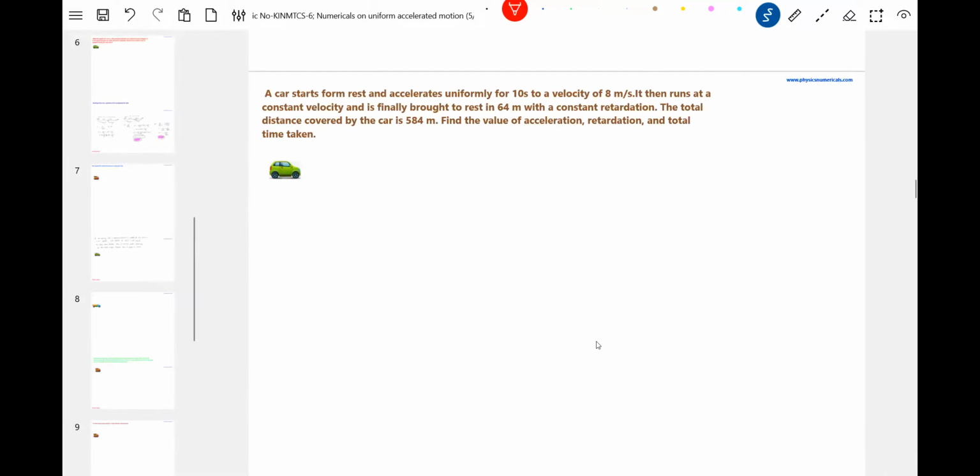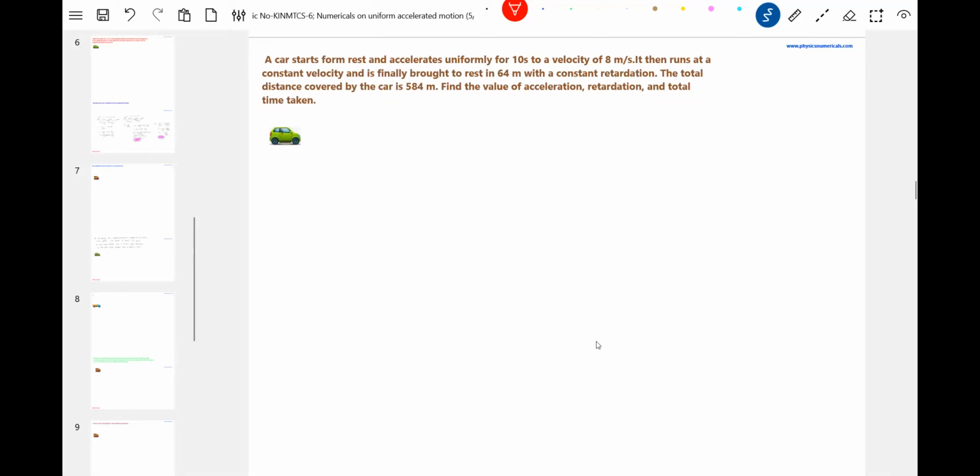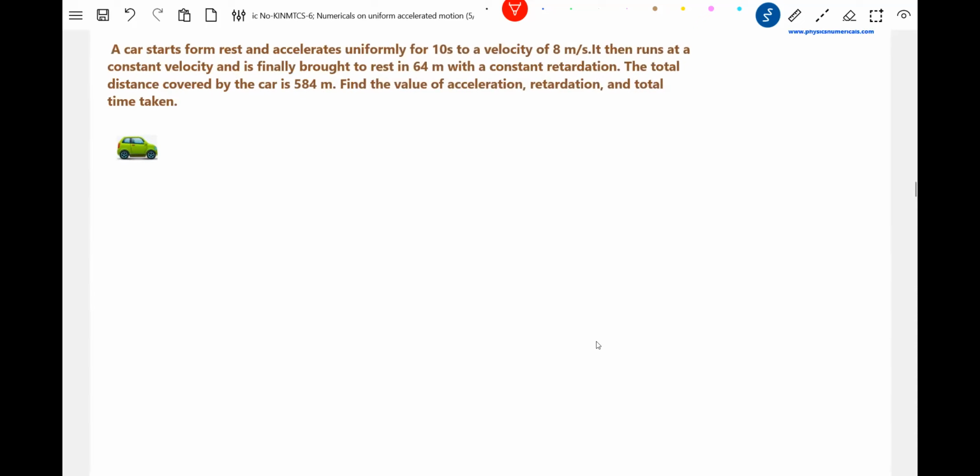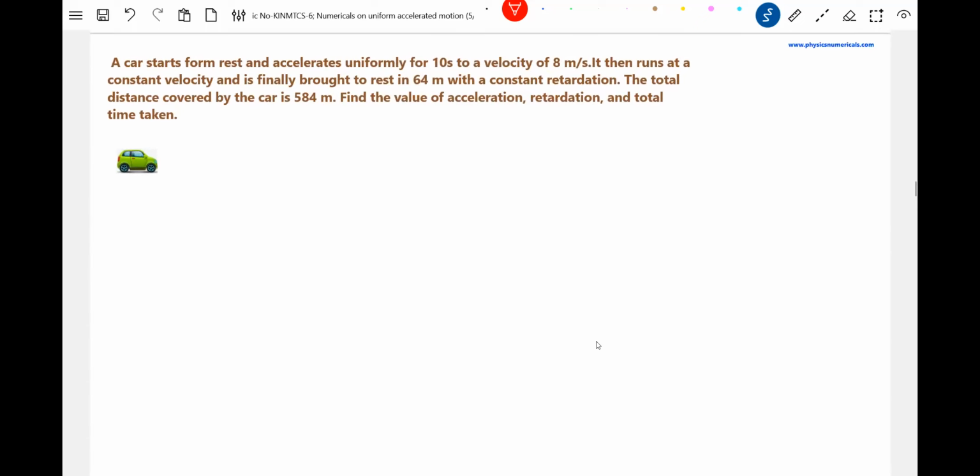Let me take the next one. Okay, able to read. A car starts from rest and accelerates uniformly for 10 seconds to a velocity of 8 meters per second. It then runs at a constant velocity and is finally brought to rest. In the total distance covered, find the value of acceleration, retardation, and total time taken.